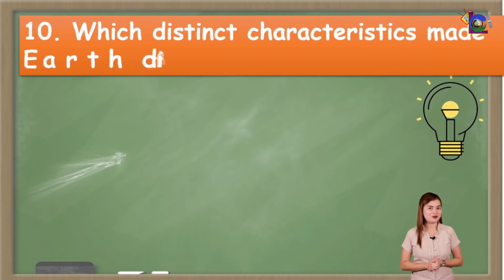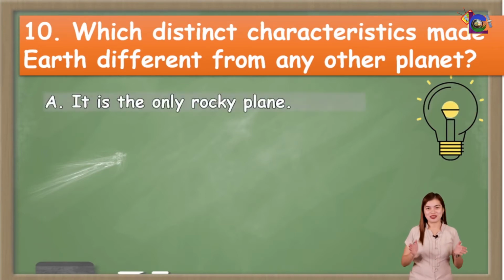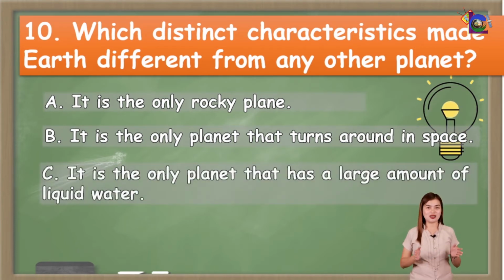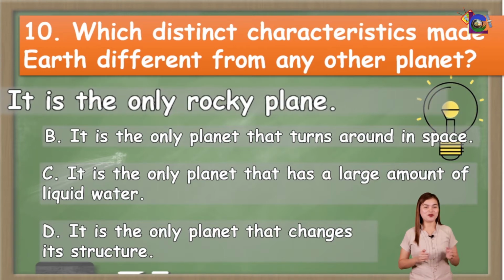Question number 10. Which distinct characteristic made Earth different from any other planet? Is it A, it is the only rocky planet? B, it is the only planet that turns around in space? C, it is the only planet that has a large amount of liquid water? Or letter D, it is the only planet that changes its structure? The correct answer is letter C.